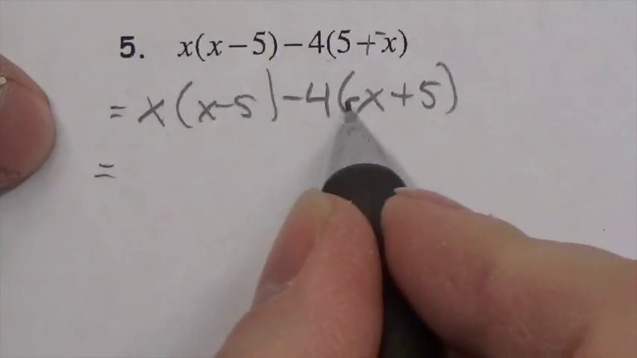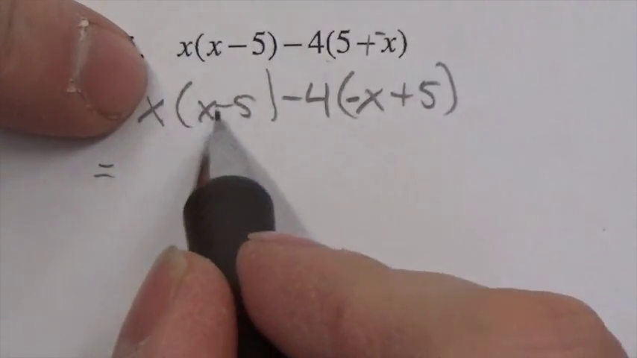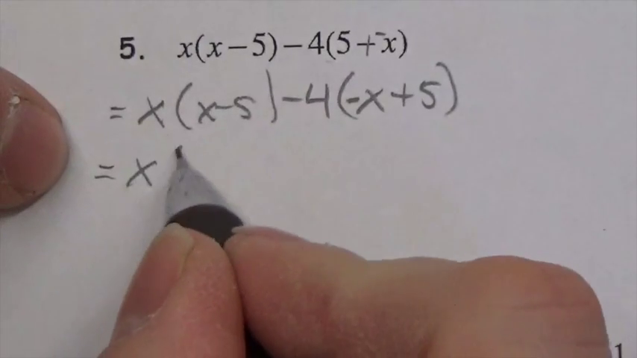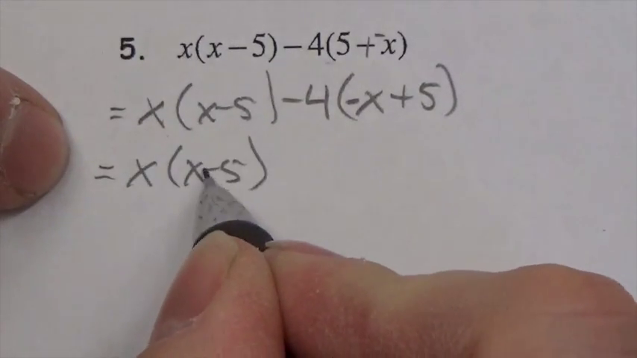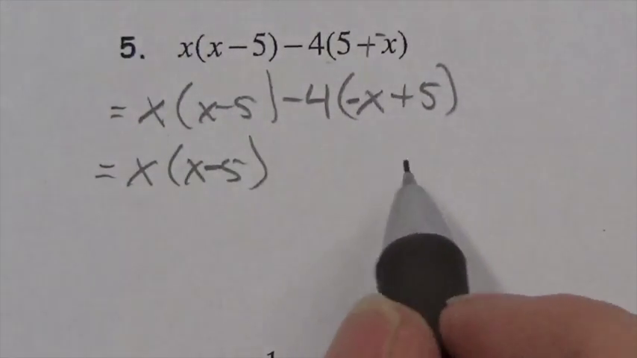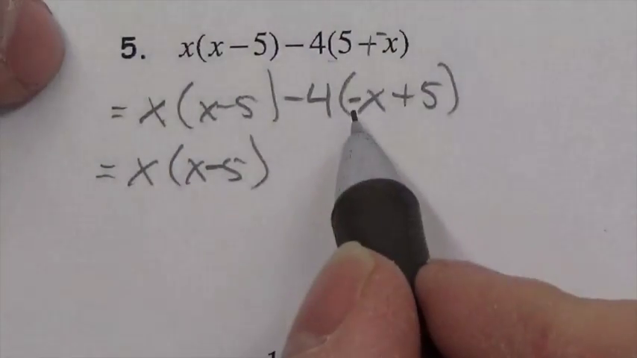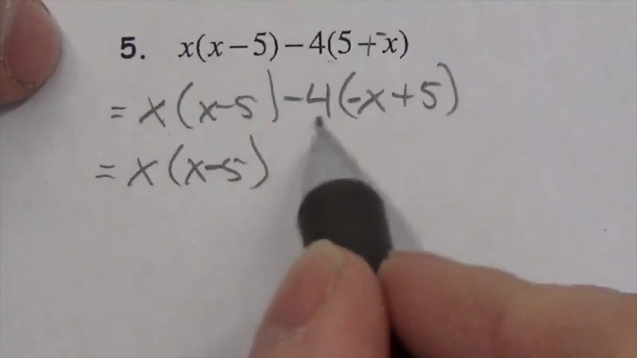Now, notice that all of the signs are different here, I should say. This is positive x, this is negative 5, this is negative x, this is positive 5. What I can do in a situation like this is pull a negative out of that. I'm going to factor out that negative. I'm going to yank it out here. Now there's a negative 4 out front.